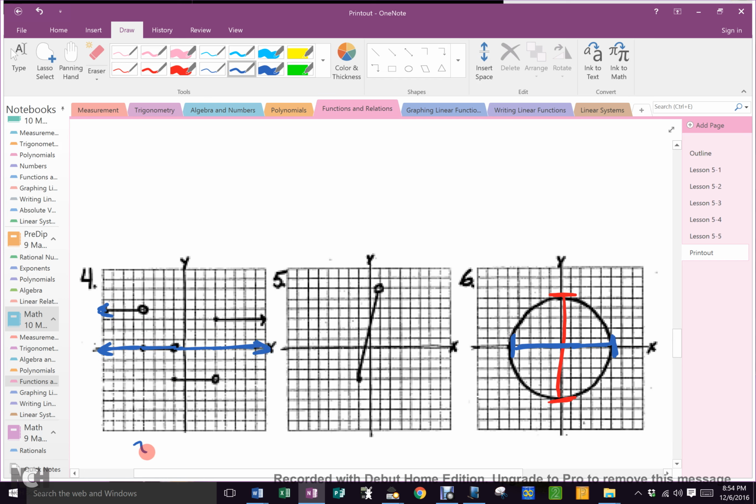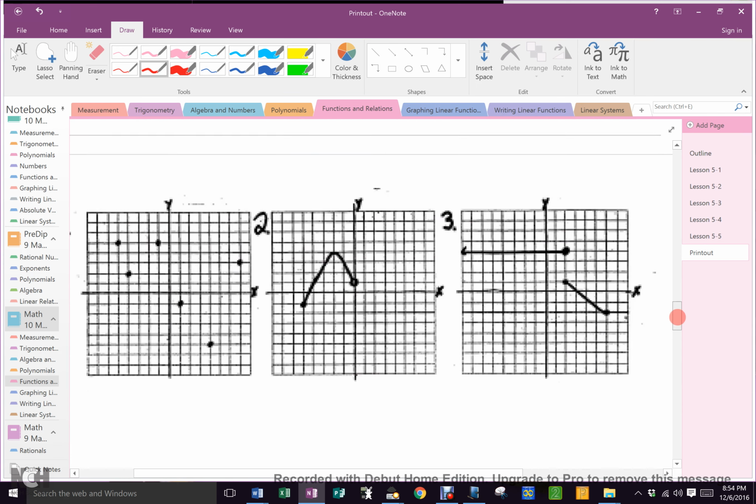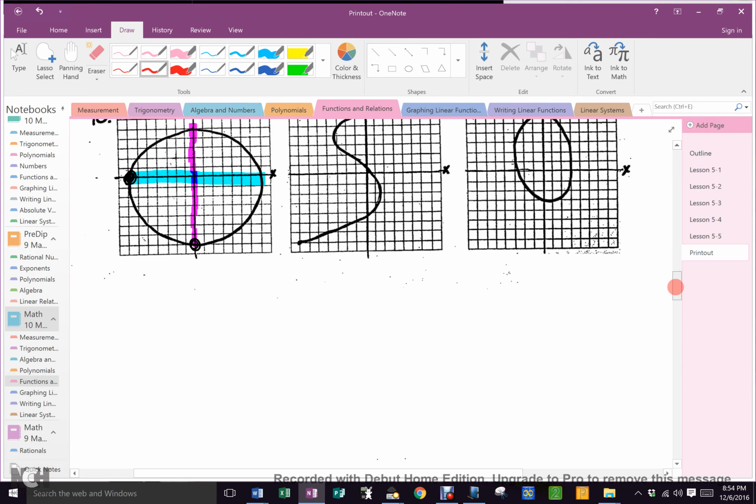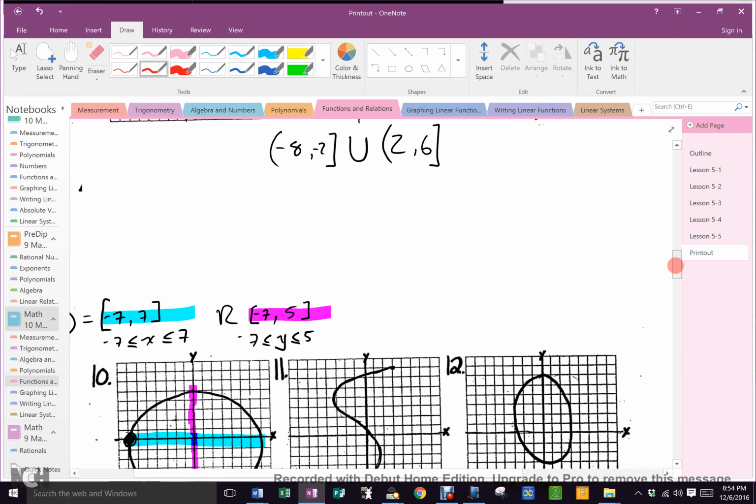So this one, x is everything, all real numbers, or negative infinity to positive infinity. But the range is only there, there, there, and there. No intervals. And then I think you should be pretty good.